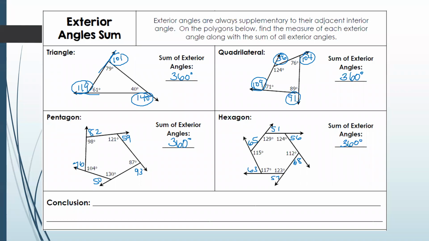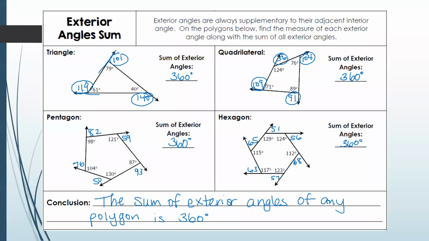Now that you have these 4 examples in front of you, what conclusion can you make about the sum of exterior angles for any polygon? What do you think? Did you say something along the lines of the sum of exterior angles of any polygon is 360 degrees? If you said that, you're right. If you didn't say that, go ahead and write that down. I'm curious to see if you said something different. But what we need to remember is the sum of exterior angles is 360 for any polygon. Makes it easy to remember.